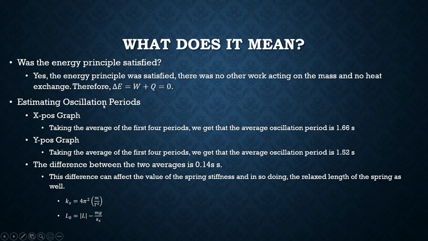And for the second one, estimating oscillation periods: for the x position graph, when you take the average of the first 4 periods from the results of our code, we get 1.66 seconds. And similarly for the y position graph, we get 1.52 seconds. Taking the difference, we get 0.14, and this could have caused the spring stiffness and the relaxed length of the spring to be different. As you can tell from their formulas, the spring stiffness uses the period and the relaxed length uses the spring stiffness. So changing one could have changed both, or changing the period could have changed both of those values.